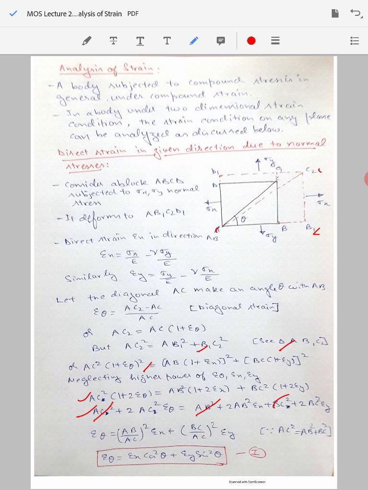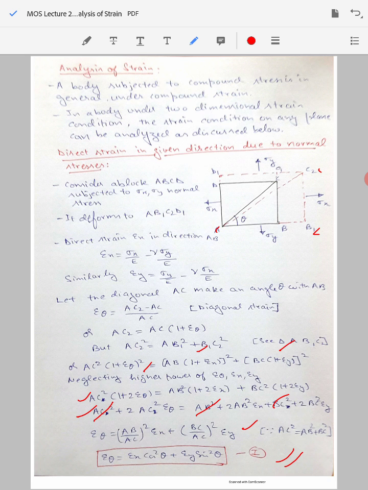the value of epsilon theta as epsilon theta equals (AB by AC) whole square into epsilon x plus (BC by AC) whole square into epsilon y. Now from the triangle ABC, because AC is at angle theta with AB, we can find that AB by AC is nothing but cos theta, and similarly BC by AC is nothing but sin theta. So when we substitute it, we'll get this equation 1, which gives the relation between the diagonal strain, or strain in any direction theta, with the strains in the x and y directions and the angle theta.